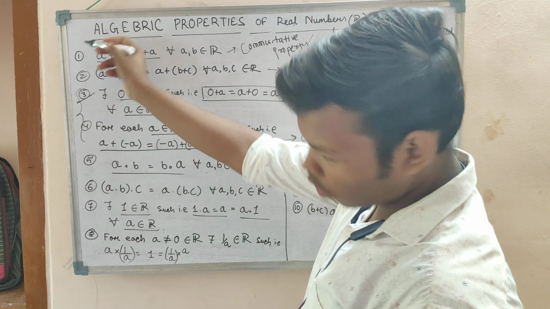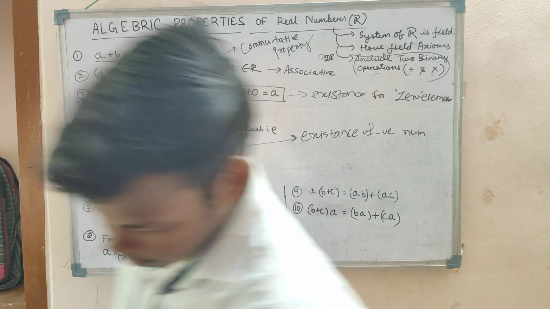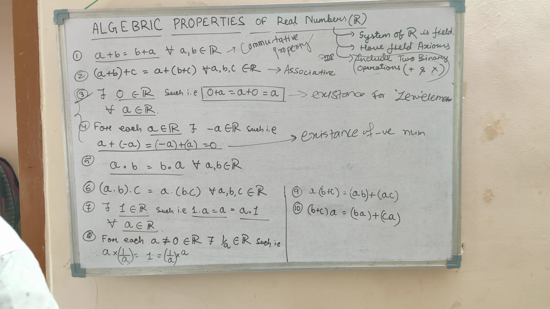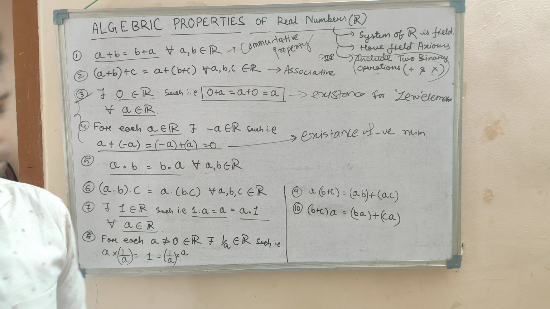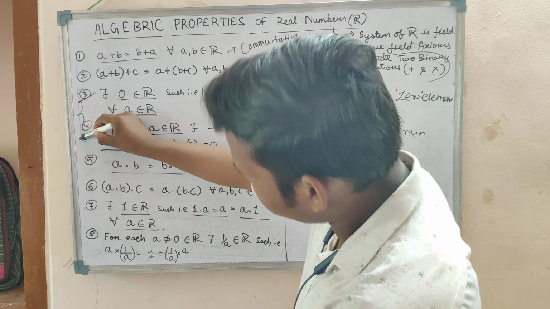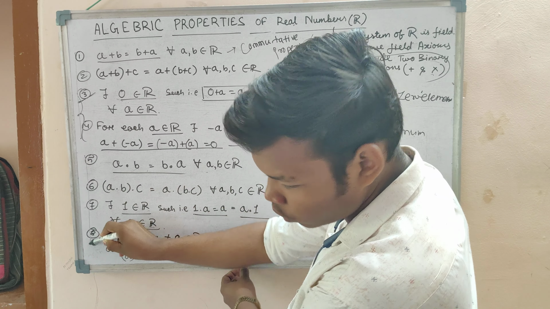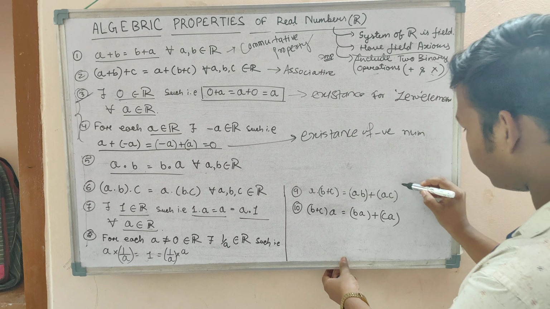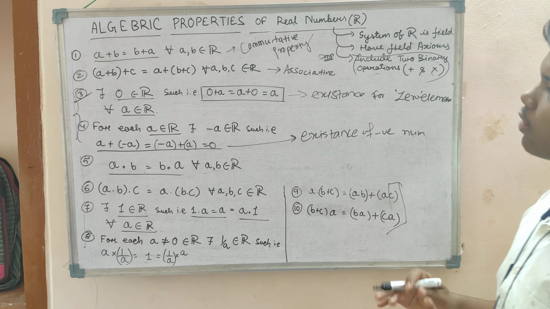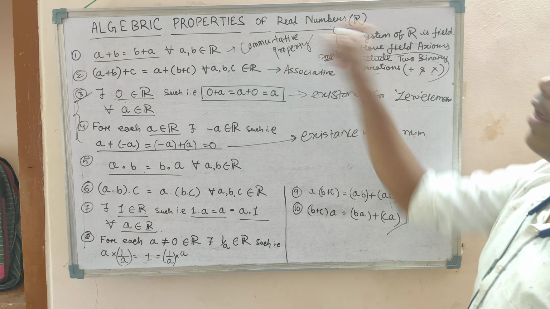These four are addition rules, these four are multiplication rules, and these two are distributive laws. That's all. This is all about the algebraic properties of real numbers.